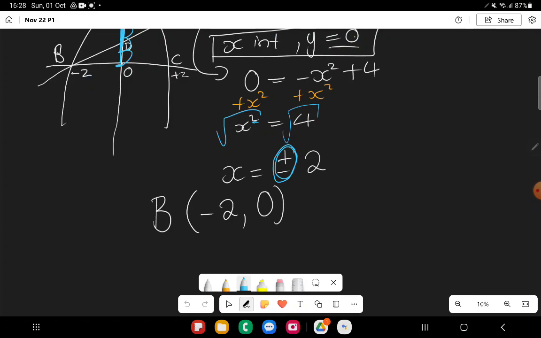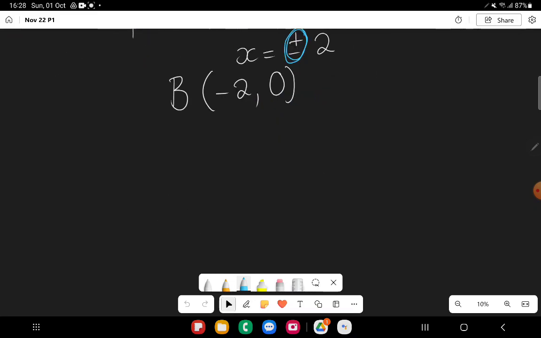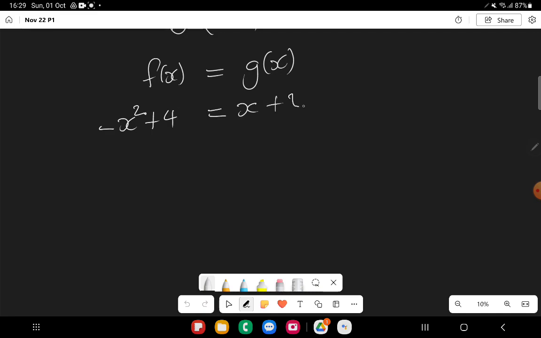Question number 5, determine the coordinates of E, which is the point of intersection for the f of x and the g of x. Okay, so what are we going to do? At the point of intersection, f of x is equal to g of x, right? So let's write that down. We're going to say f of x equals g of x. The f of x is negative x squared plus 4, and the g of x is x plus 2.